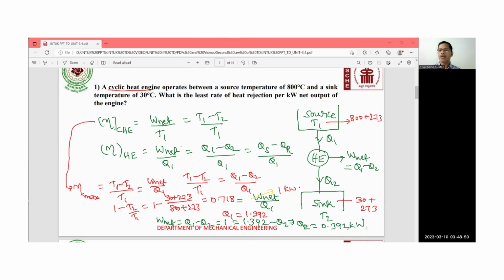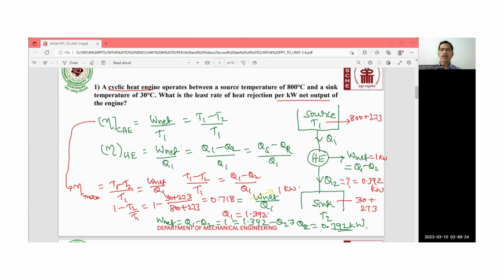See, always the units are very important. 0.392 kilowatts. So this is the least rate of heat rejection. This is what you need to find, and this is nothing but equal to 0.392 kilowatts. Whereas in this case, it is W net, that is already mentioned in the problem, per kilowatt net output. So this is nothing but equal to 1 kilowatt, right?